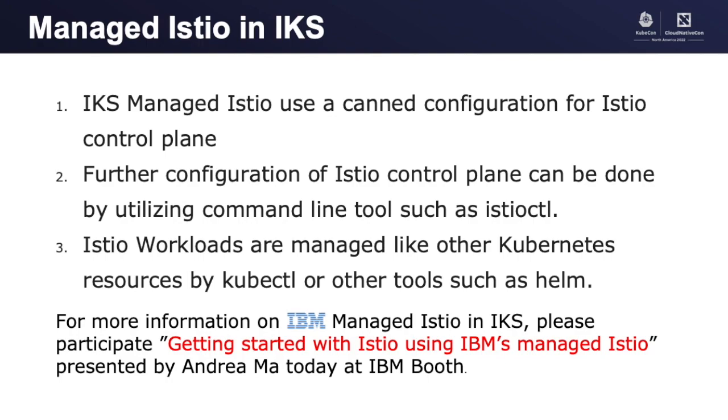IKS Managed Istio uses a canned configuration for the Istio control plane. You can use other tools like istioctl to further configure your Istio control plane. Istio workloads can be managed like any other Kubernetes resources by kubectl or tools like Helm. If you'd like to have more information on IBM Managed Istio, please participate in another great session named Getting Started with Istio using IBM's Managed Istio.